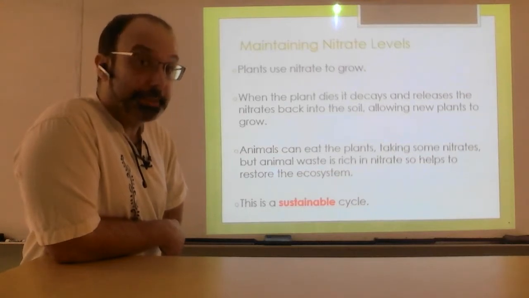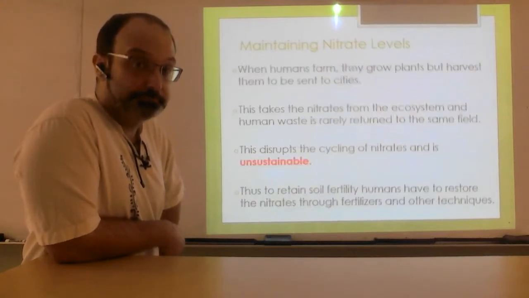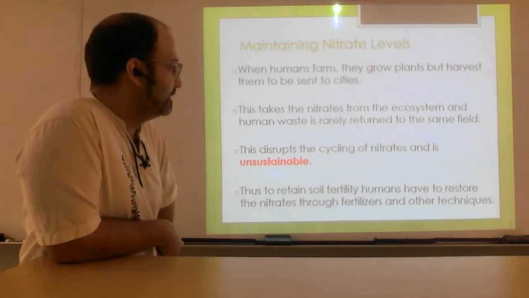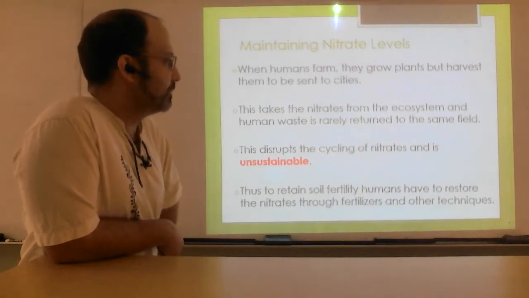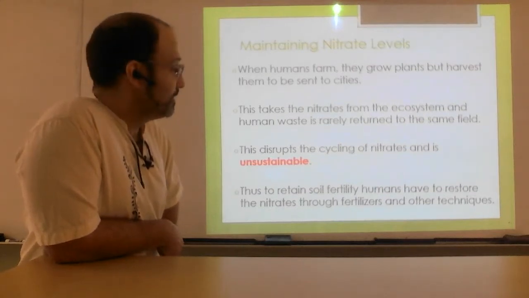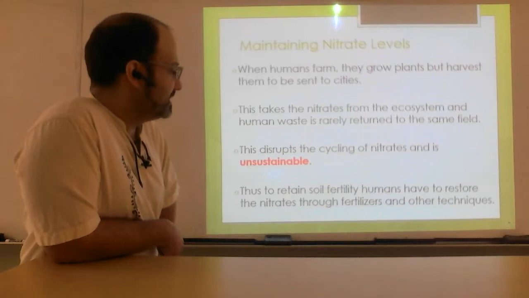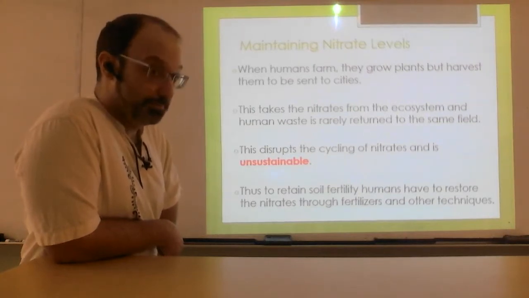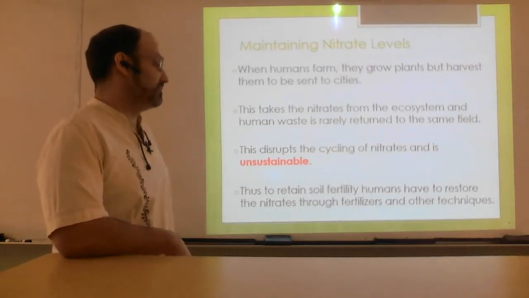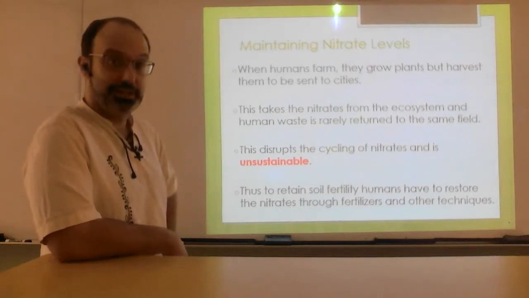But, as always, humans interfere. When humans farm, they grow plants, but they harvest them, and then those harvests are sent to the city. This takes the nitrates from the ecosystem where they were originally grown, and then the human waste is rarely returned to the same place. This disrupts the cycling of nitrates and is, as a result, unsustainable. Thus, to retain soil fertility, humans have to restore the nitrates through fertilizers and other techniques.